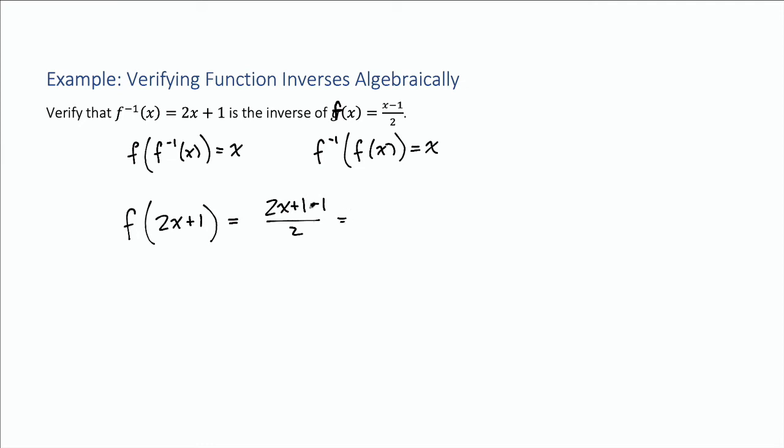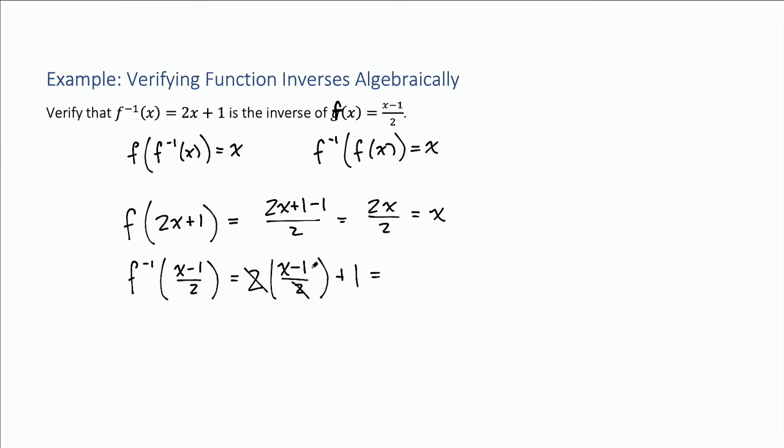Well, now we just simplify. The ones cancel each other out, so we have 2x over 2. And of course, 2x over 2 is just x. So that one worked out. We also want to do f inverse of f of x, which is x minus 1 over 2. So f inverse takes 2 times our input, x minus 1 over 2, and then adds 1. Well, now the 2's cancel here, and we have x minus 1 plus 1. Well, the negative 1 and the plus 1 cancel each other out, and again, we just have x. So we have verified by doing both of these things and getting x for both of them. We have verified that these are inverses of each other.